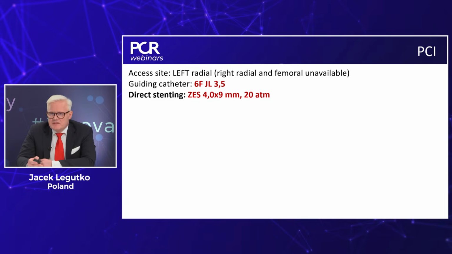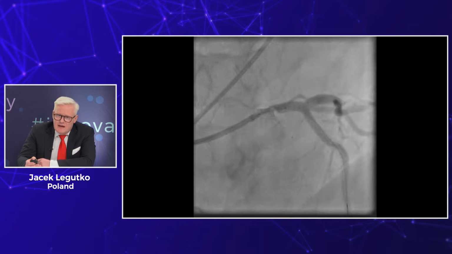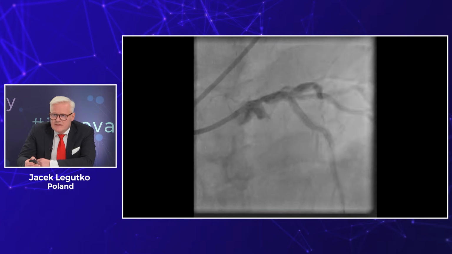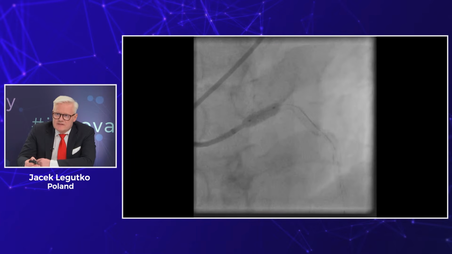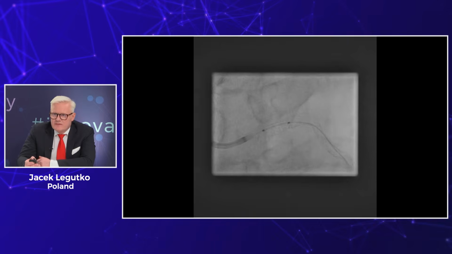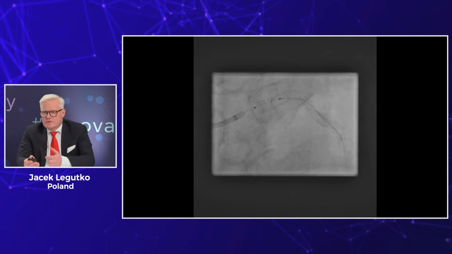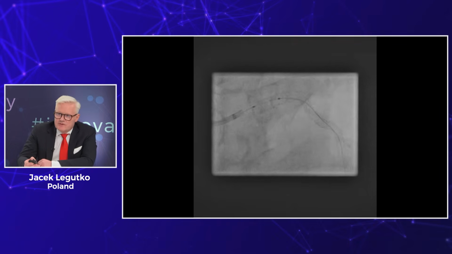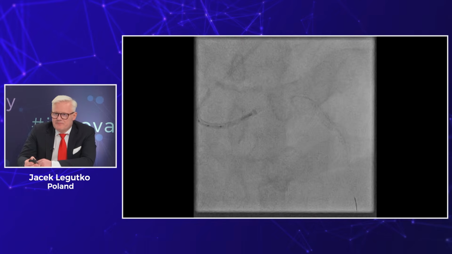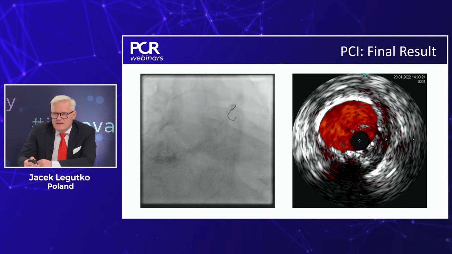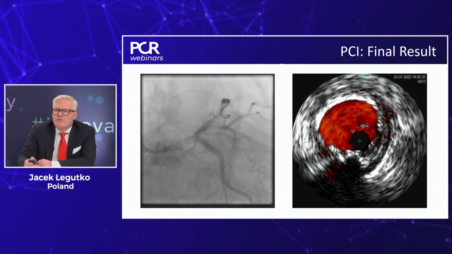So if you are in this situation, the rest of the procedure is quite simple. I decided to use another Resolute Onyx stent, and I did just direct stenting, a short stent, post-dilated with an appropriately sized balloon, which was, of course, sized according to IVUS diameters. And this is the final pullback.